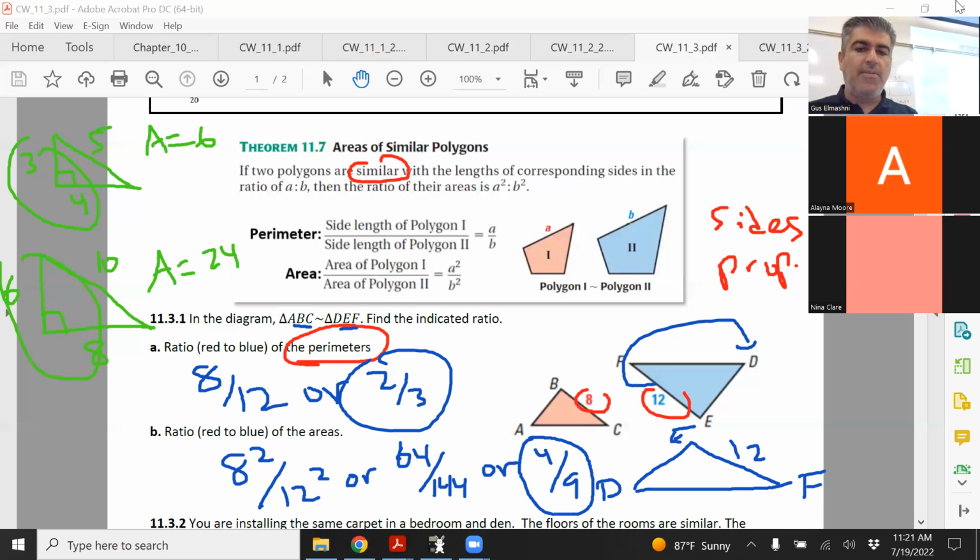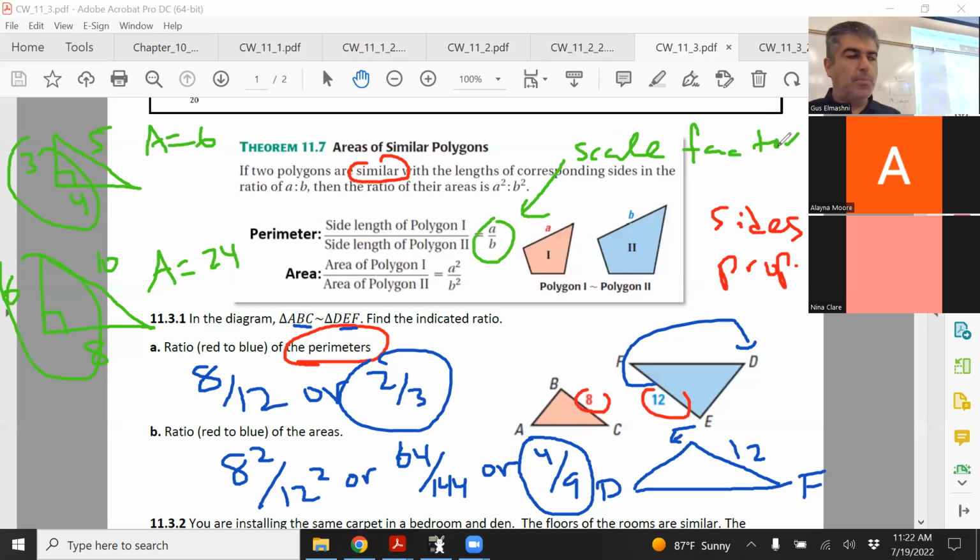So we call this a scale factor. This is called a scale factor. The scale factor is simply the ratio between 2 sides. If you want the ratio of the perimeters, just use the scale factor. If you want the ratio of the areas, you got to square the scale factor.